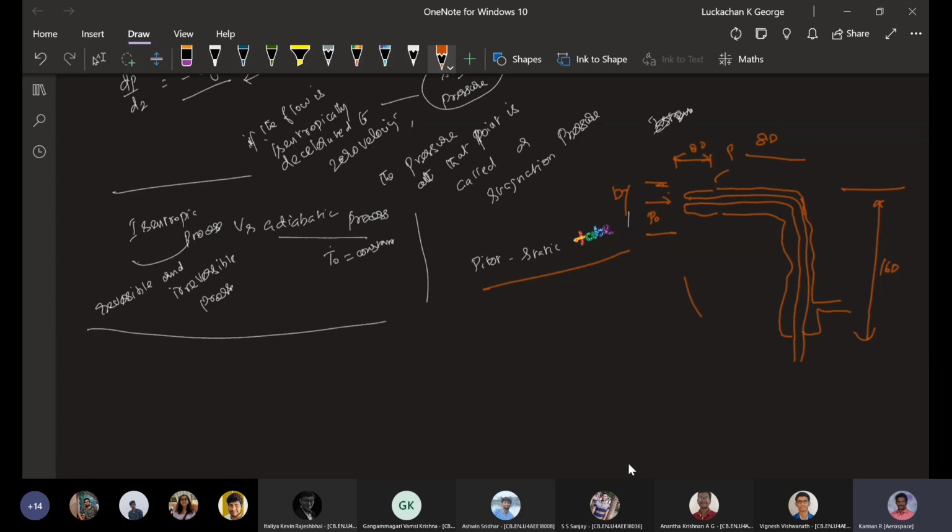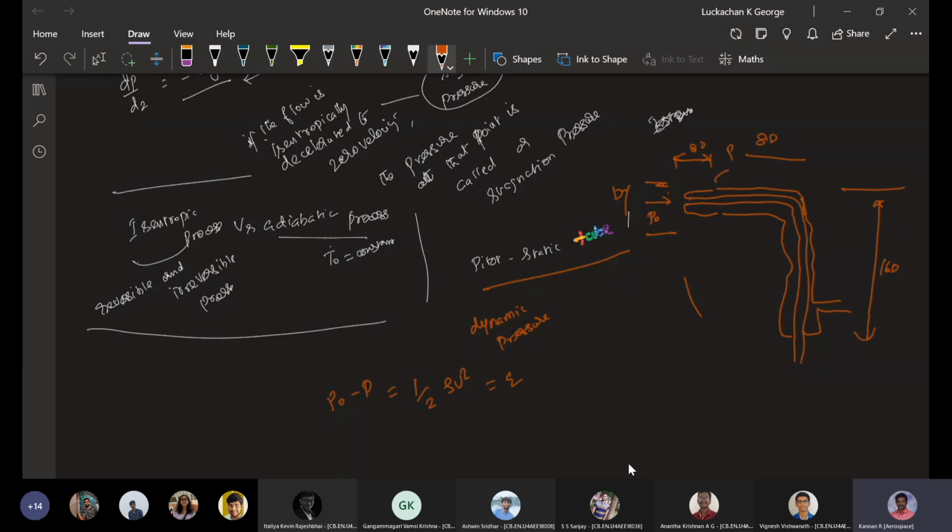Using this Pitot static tube, you can measure your dynamic pressure. How are you going to connect it? One end of, for example, a U tube goes to your P naught, and the other to your P static. So you are going to get P naught minus P, which is half rho V square. That's nothing but Q, your dynamic pressure.